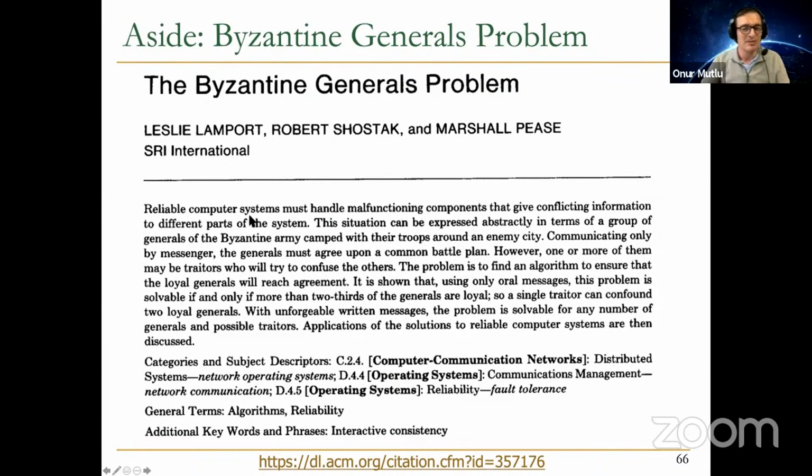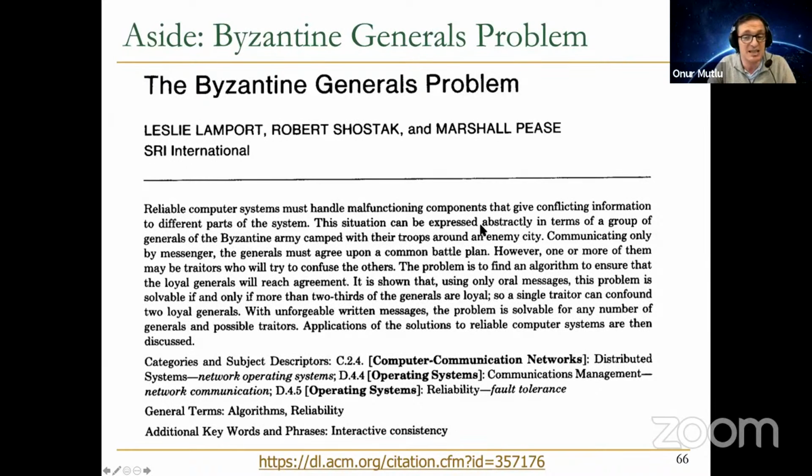Byzantine generals problem. Actually, I will read this paragraph to you because I think this is really important for education. This is a seminal paper written by Leslie Lamport, who won the Turing Award for his work in distributed systems and multiprocessors. He introduced the Byzantine generals problem. Let me read it. Reliable computer systems must handle malfunctioning components that give conflicting information to different parts of the system. A bit flip is conflicting information, or it can lead to conflicting information.